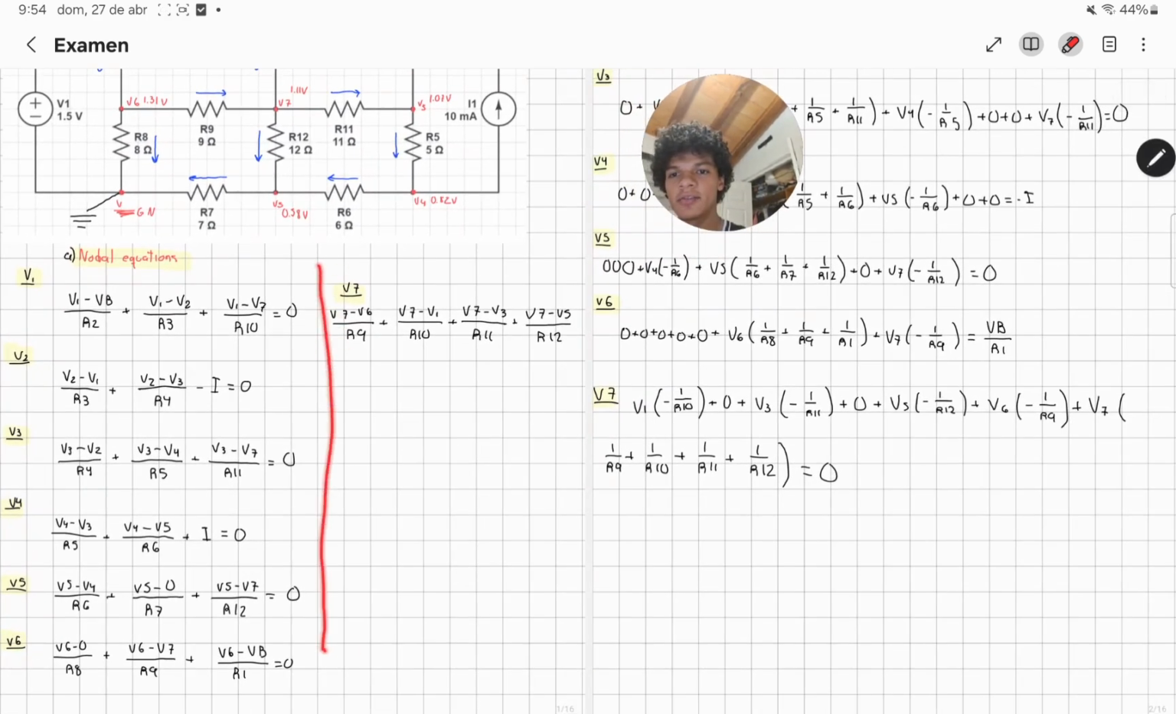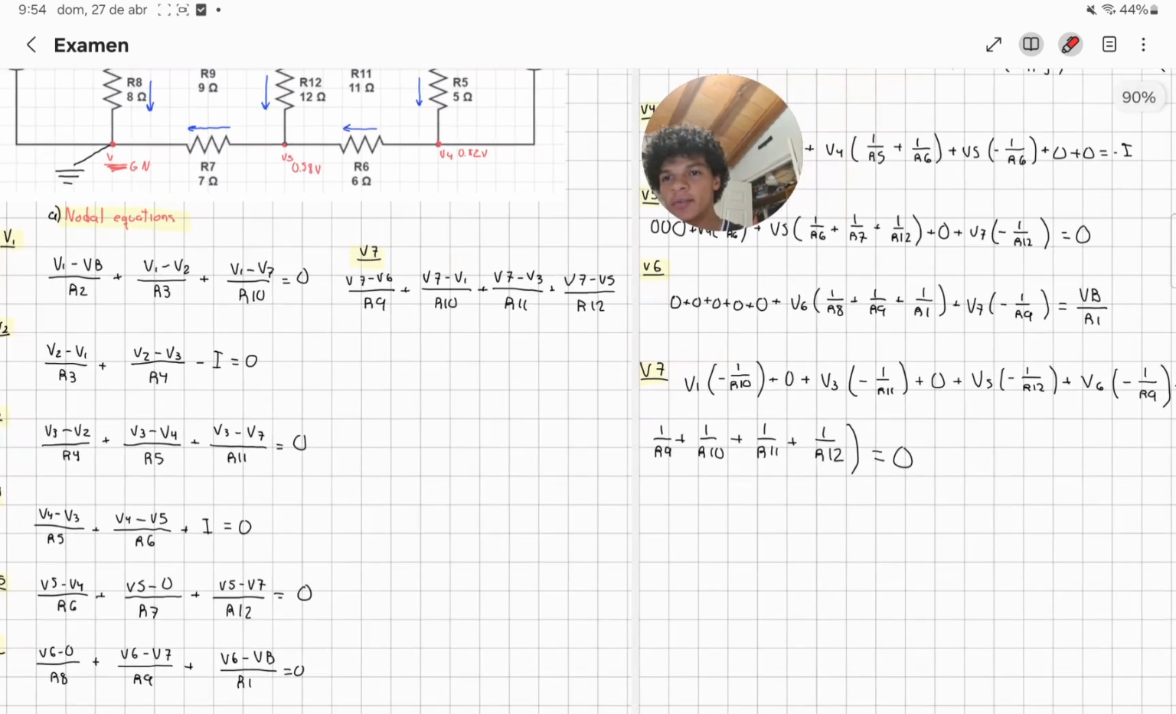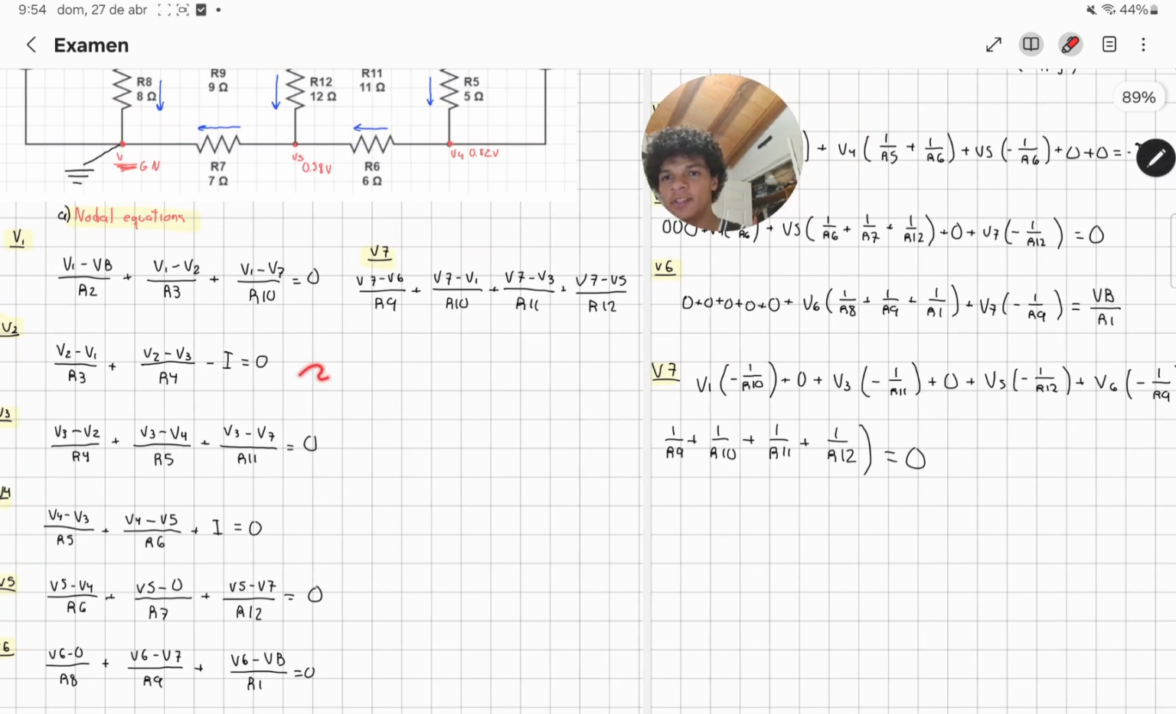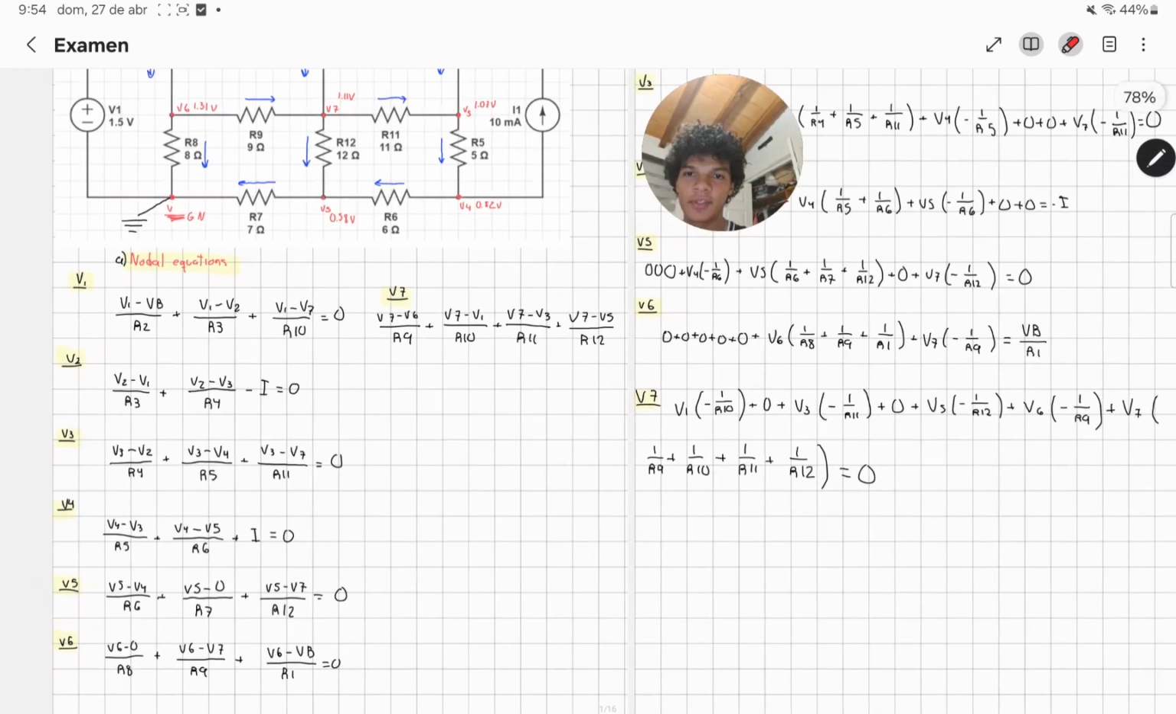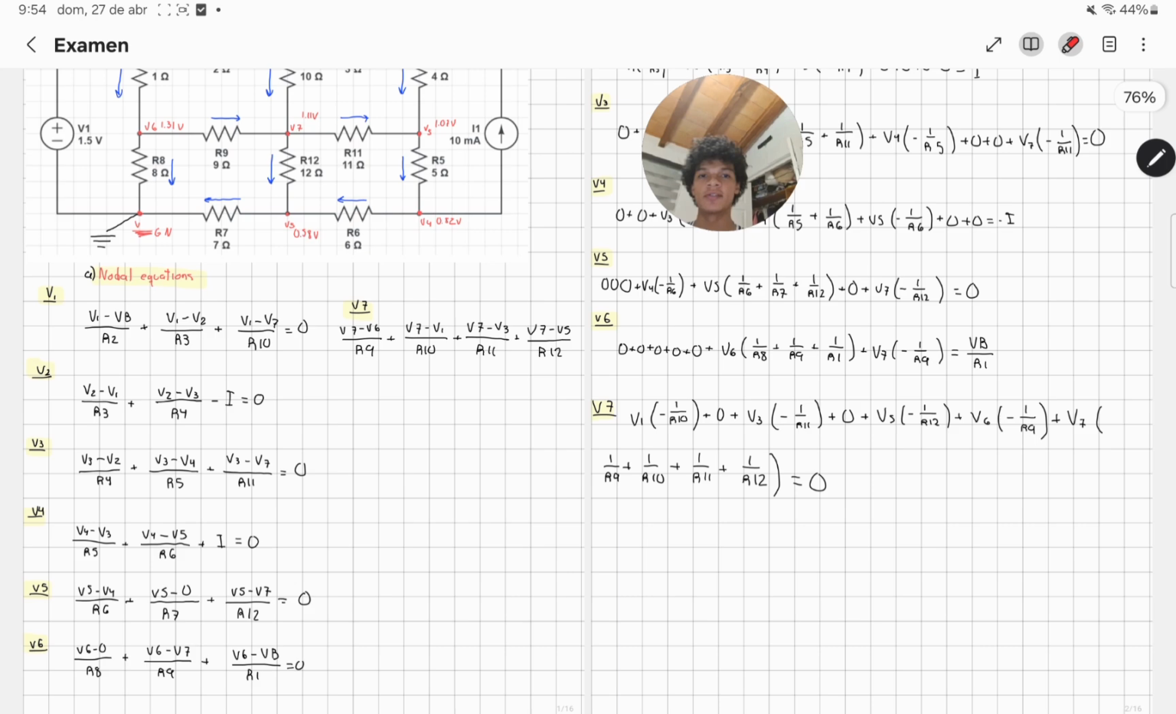The next step is to do the nodal equations. These nodal equations come from Kirchhoff's law, which states that all the current that goes in and out of a node should be equal to 0, the sum of it all. So here it goes, the voltages and the resistors all equal to 0, forming the nodal equations.